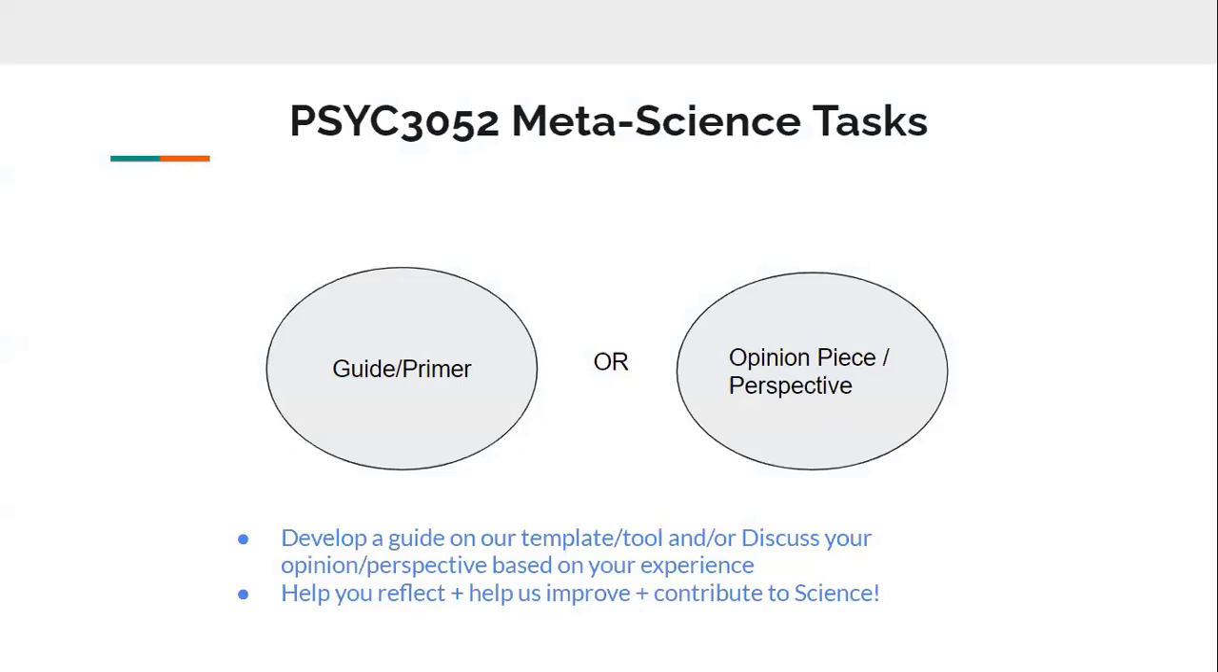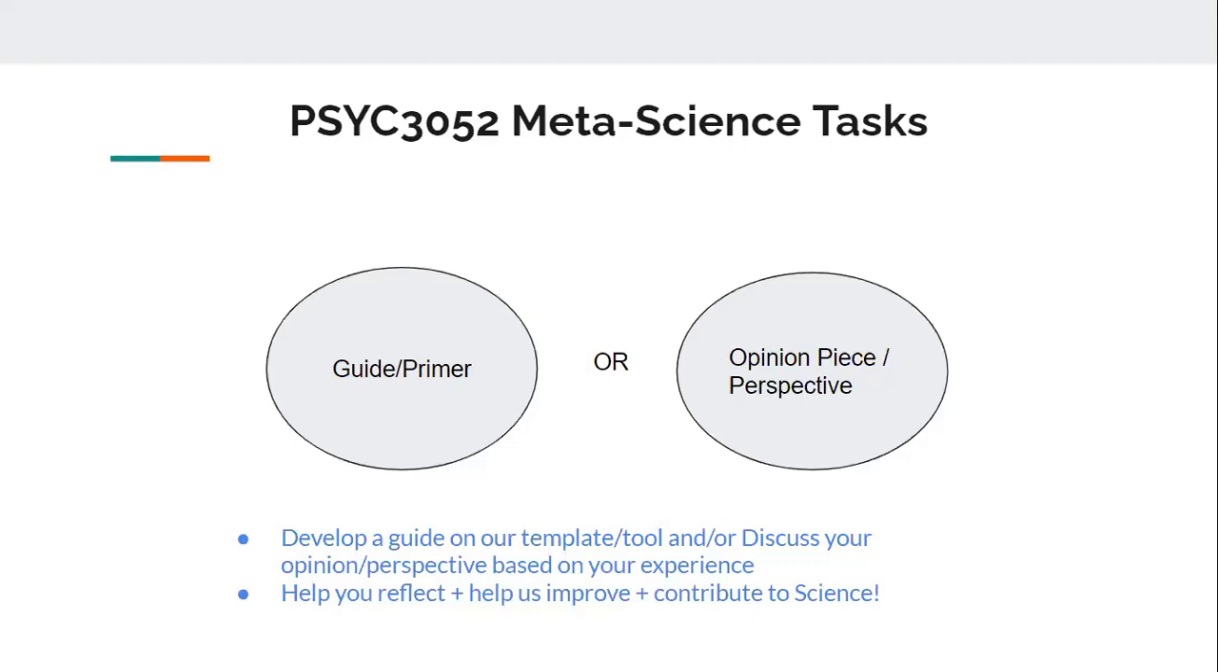So let's talk about first the PSYC3052 Advanced Social Psychology Methods Science Task. This is an important and meaningful task. You have been assigned to either a guide or primer for one of our templates or tools, or an opinion piece perspective. You will need to provide a guide on our templates or tools and discuss your opinion or perspective.